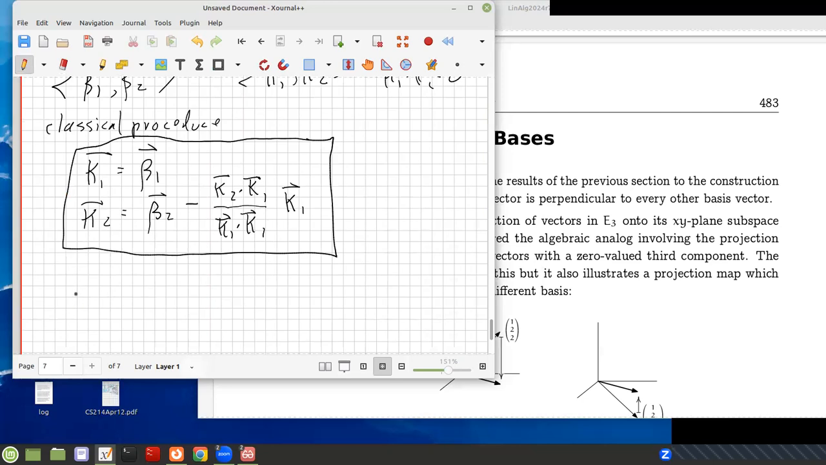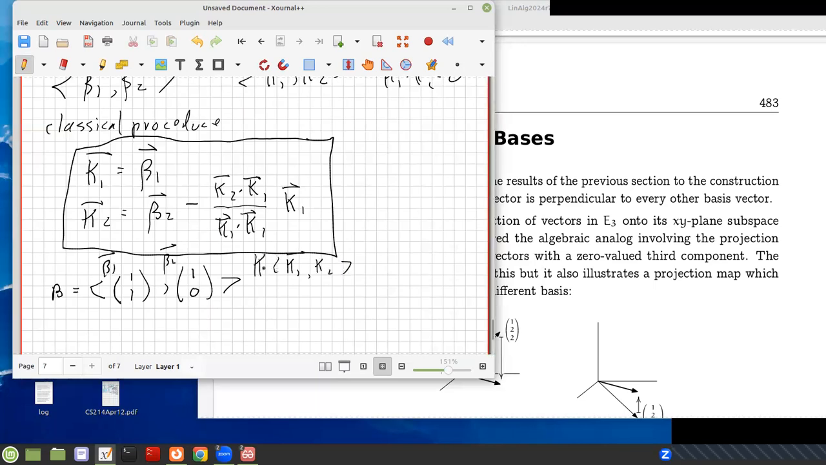Okay, so try this out. Let's say that basis B equals 1, 1 and 1, 0. What basis does this procedure produce? Given B, this is your beta 1, this is your beta 2. What is kappa 1 and kappa 2? What is your orthogonal basis K?